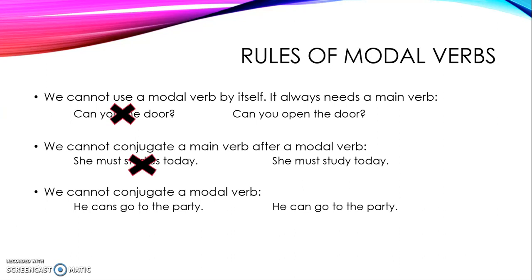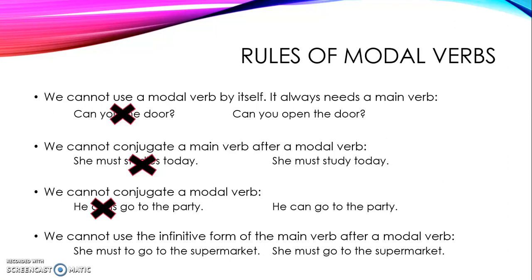Our third rule is very similar. We cannot conjugate a modal verb. We cannot say either, "He cans go to the party." No, we must say, "He can go to the party."